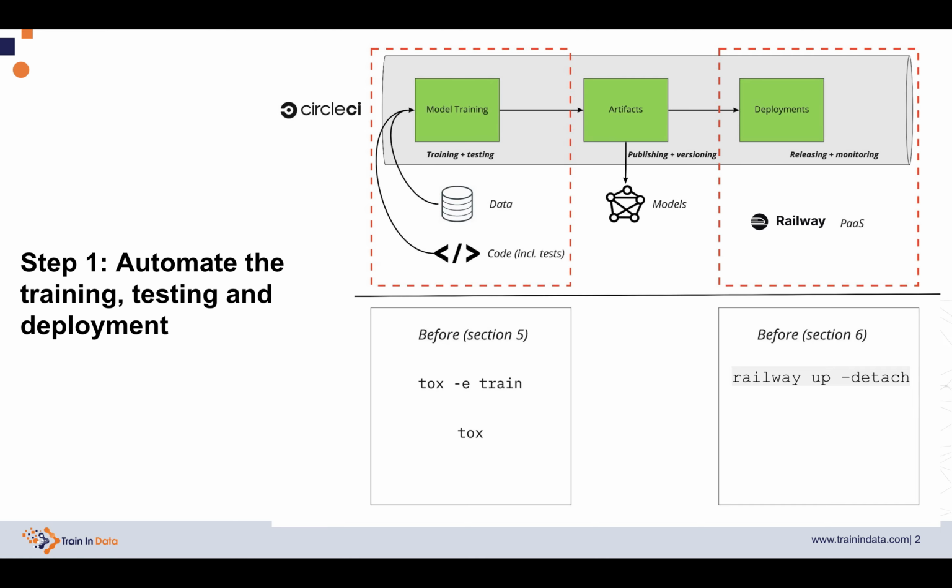And the reason why it makes sense to group this training and testing step with the deployment step is that we always want to make sure that we've run our tests before we deploy, and in some cases we may wish to retrain as well. So we've got this staggered approach where once the tests have passed, or once a new model has been published, we will then perform the deployment. And in section 6, we saw how we could do this deployment with our railway up --detach command. And again, here we're going to automate that so that it's run in CI.